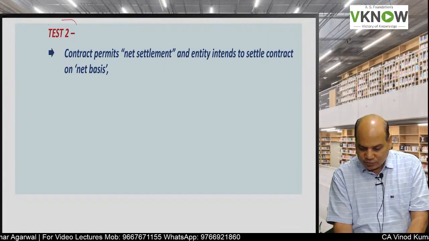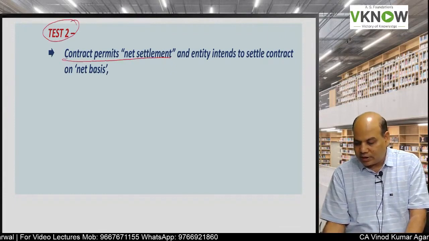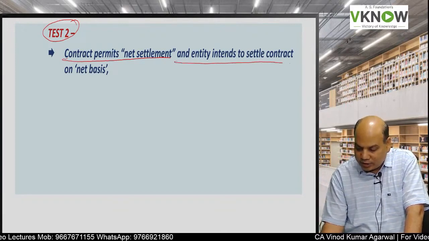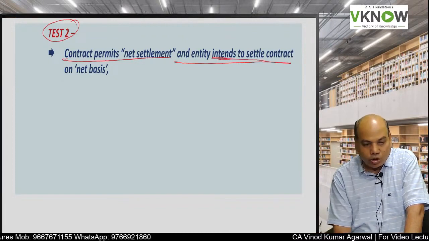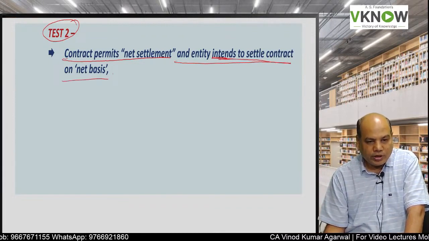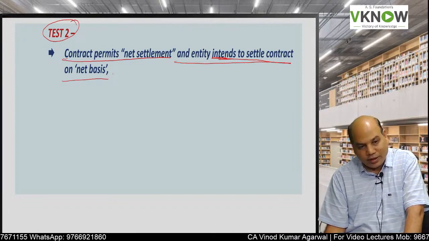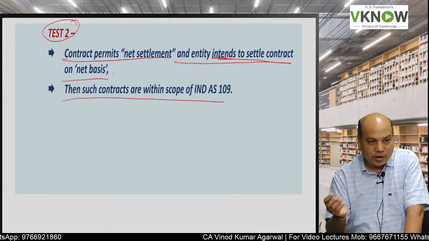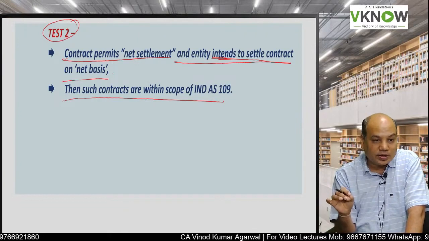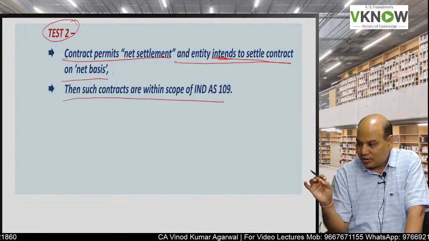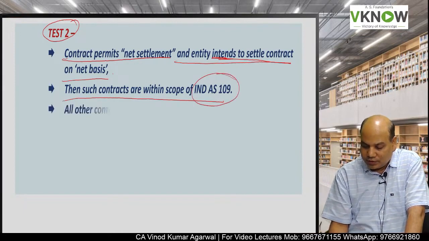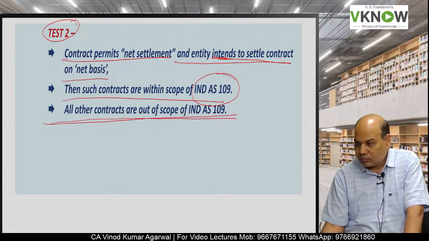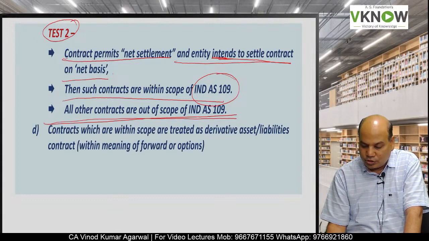The second test is whether the contract permits net settlement. Does the contract allow you to make net settlement and does the entity intend to settle the contract on a net basis? Whether the entity wants to settle the contract on the net basis. If the answer is yes, the contract allows net settlement and the entity intends to settle on net basis, then the condition of IND AS 109 is also satisfied and the standard will be applicable. Other executory contracts are outside the scope of IND AS 109.